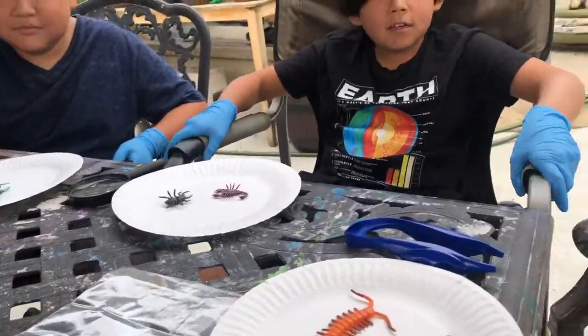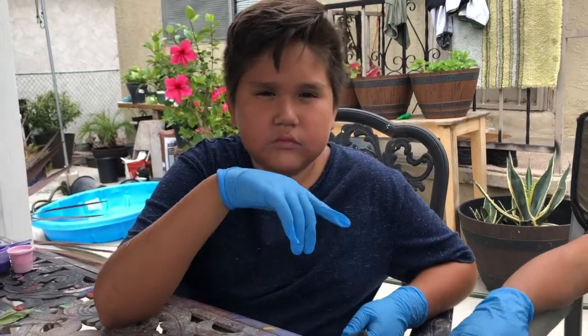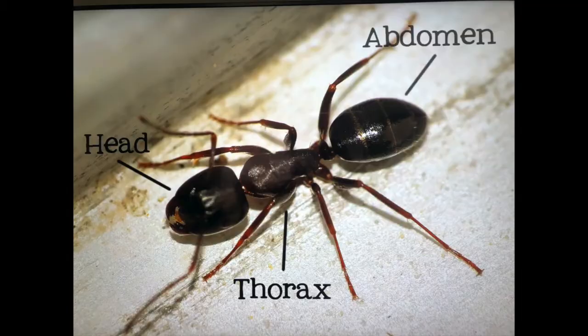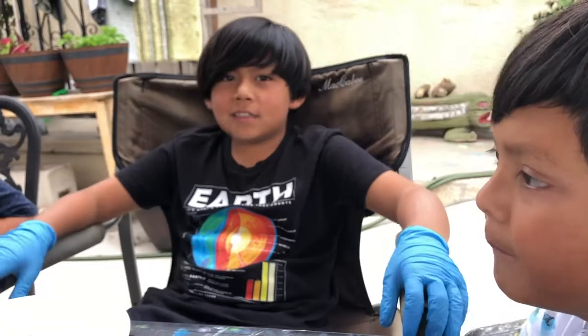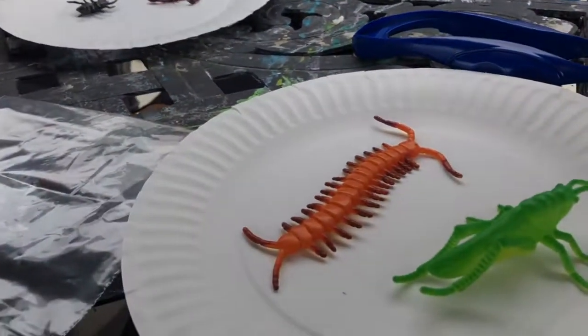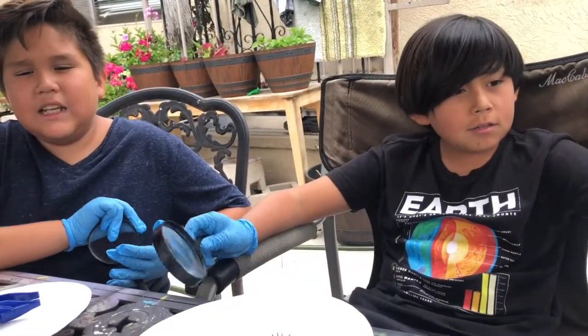Guys, what are insects? How come insects are so cool? What are the three main parts? You said that insects have head, thorax, and abdomen. Do all insects have those? Yes. And all their 6 legs are connected to the thorax. To the thorax. Okay.